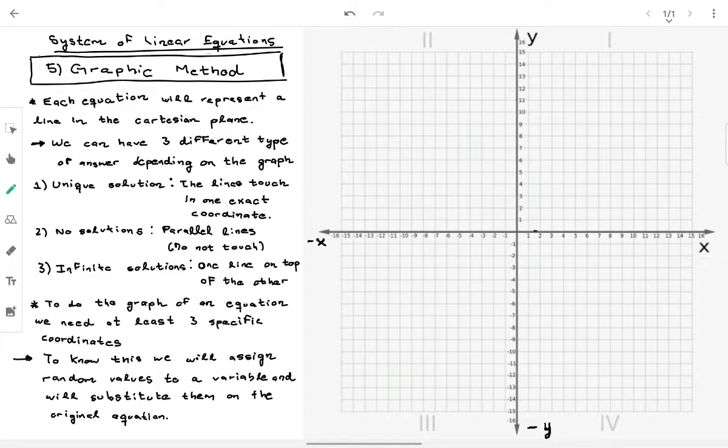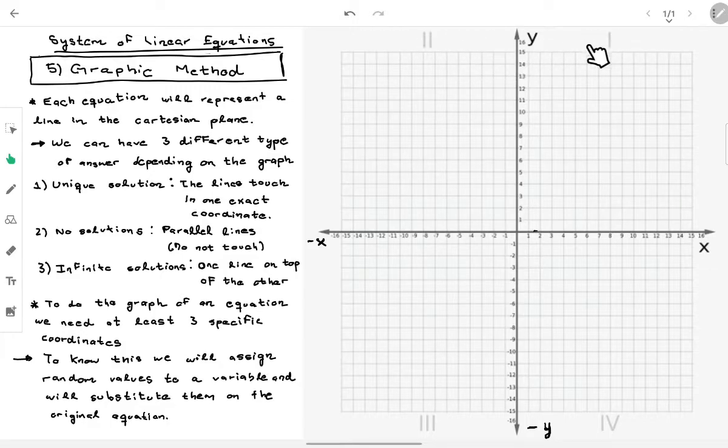The Cartesian plane is what we have here. In the Cartesian plane, the important part is that we have two different axes. The x-axis is the horizontal one, positive to the right, negative to the left. And we also have a vertical axis called y, positive on the superior part, negative on the inferior part. So we have 4 different parts of the graph.